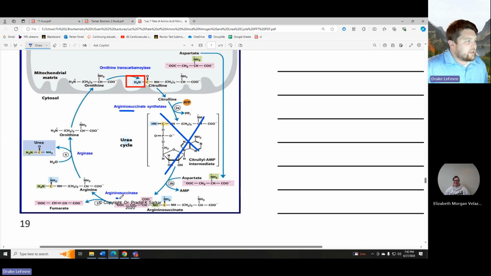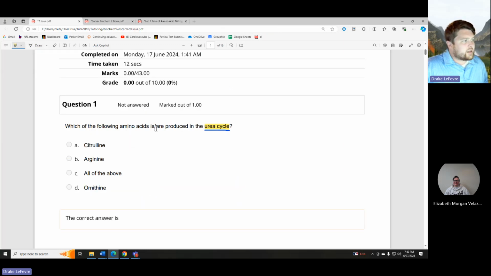You're going to want to know the enzymes. Luckily, the enzymes are pretty similar to the things that they act on. Arginine, arginase, argininosuccinate, argininosuccinase, argininosuccinate synthetase, all kind of goes along there. We look at the question though: which are produced in the urea cycle? Citrulline we saw is the first step. Arginine is a little bit later on, and then ornithine is that last step. So this answer is all of the above.